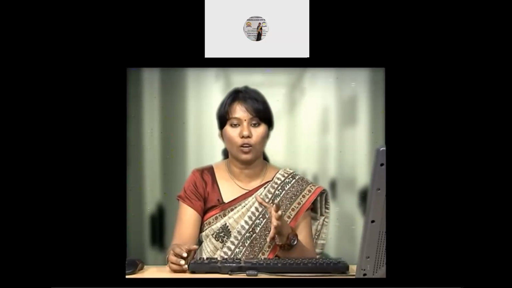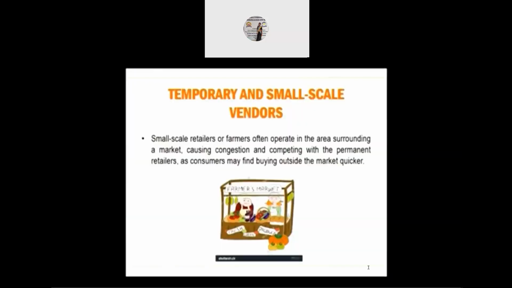So these people create major competition for the people who are selling their products inside the market, because when you're crossing the market and you need to just buy one item, it is easier for you to buy it outside from these temporary vendors, so that you don't need to take your time to come inside and get your stuff. So these temporary vendors have to be addressed very sensitively.